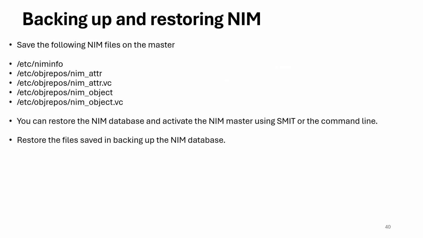In order to back up and restore your NIM database, really what you have to do is save the following NIM files. So there's a /etc/niminfo, and then /etc/objrepos. It's all those files that start with NIM. And you can restore the NIM database and activate the NIM master using SMIT or the command line. And you could also restore these files that you use to back up the NIM database.